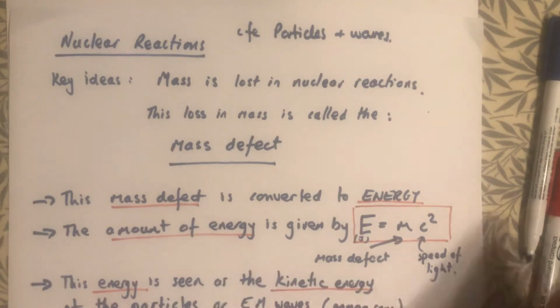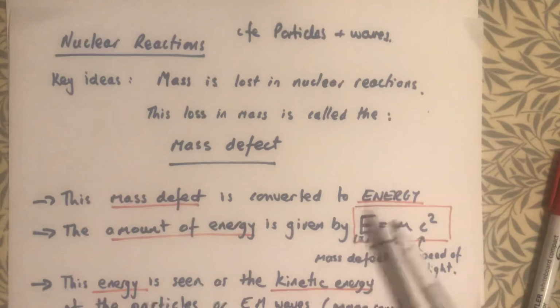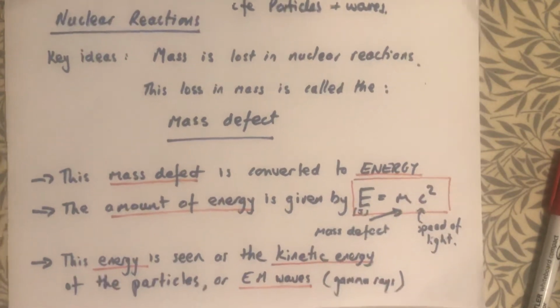How is this energy showing up? The energy is seen as the kinetic energy of the particles which fly away quickly from the nuclear fission or fusion. It's seen as the kinetic energy of the particles or as electromagnetic waves, ordinarily those waves being gamma rays. So it's seen as one of those two things.